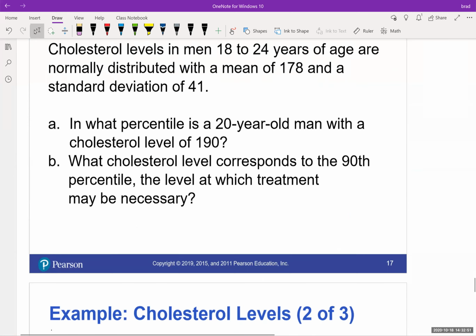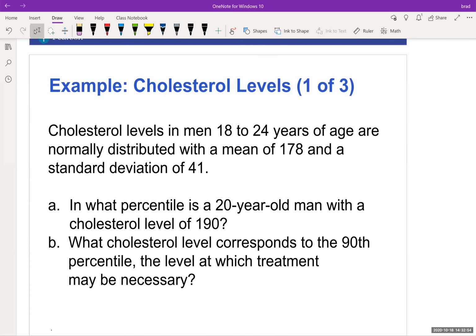So what we're going to do is, cholesterol levels in men 18 to 24 years of age are normally distributed with a mean of 178. So we know the mean equals 178 and the standard deviation equals 41. You could call this sigma, and this is X bar. Those are the notations that I normally use. Or they just call it mu as well, since this is for a population, okay? So it says, in what percentile is a 20-year-old man with a cholesterol level of 190?